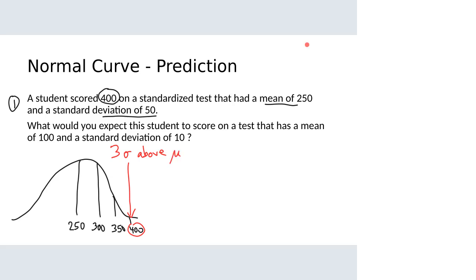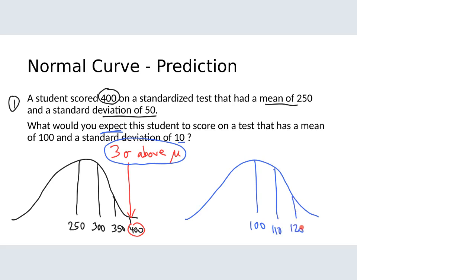When we go to make a prediction about the other test, this is going to be the key. They scored 3 standard deviations above the mean on the test they took, so we expect them to score, and that's what the question is, we expect them to score 3 standard deviations above the mean on the other test. And so I'll sketch another normal curve. This one has a mean of 100 and a standard deviation of 10. So that'd be 110, 120, 130. Since they scored 3 standard deviations above the mean last time, we expect them to score 1, 2, 3 standard deviations above the mean this time.